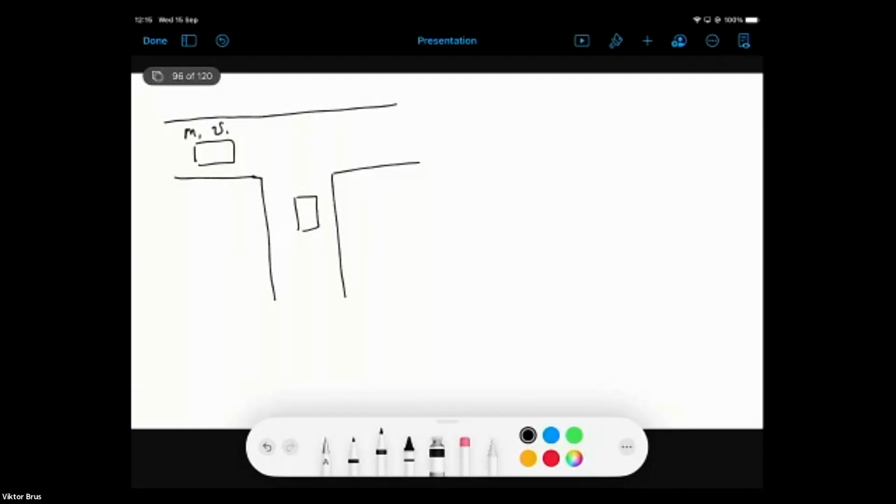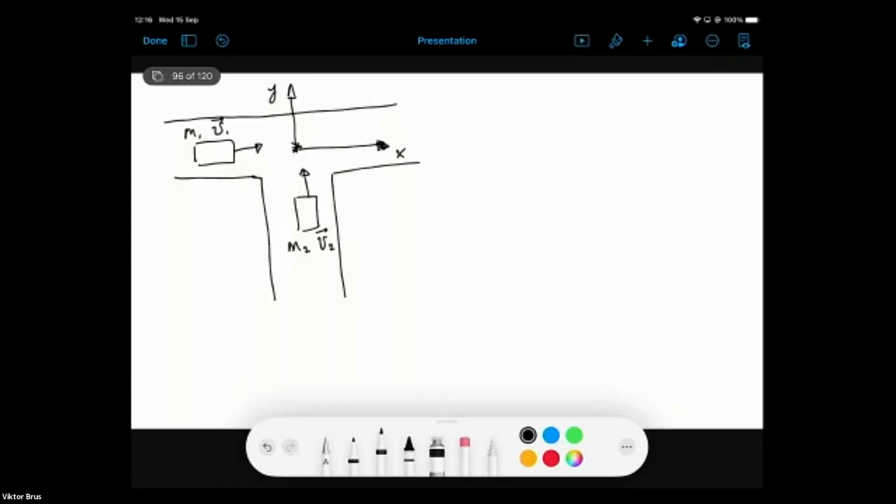M1, V1. And here we have M2 and V2. They are moving perpendicularly to each other. At some point, they crash in the middle of this T-shaped cross. And this crashing point we will consider as our reference point for the frame of reference of our system of coordinates X and Y.